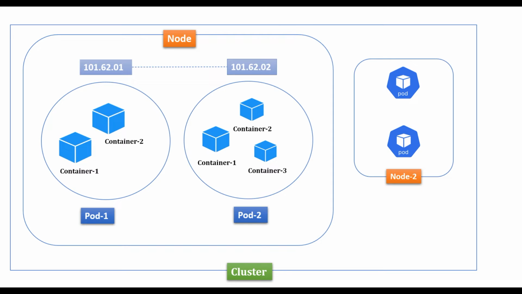Okay, now if you try to understand from the backward direction, we have a cluster, and inside the cluster we can have a single node or multiple nodes, and inside each node you can have a single pod or multiple pods, and inside a pod you can have a single container or multiple containers. So far, at a high level, we understand what is pod, node and cluster, right? Now let's move to the next component, that is replica set.